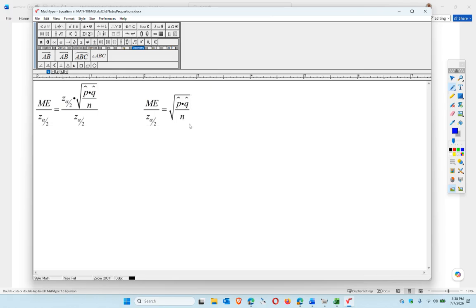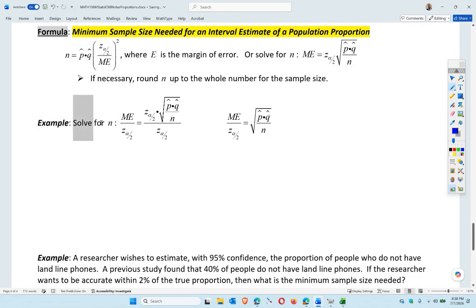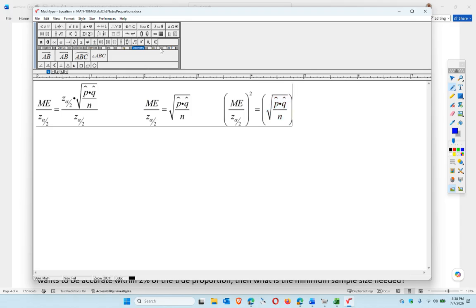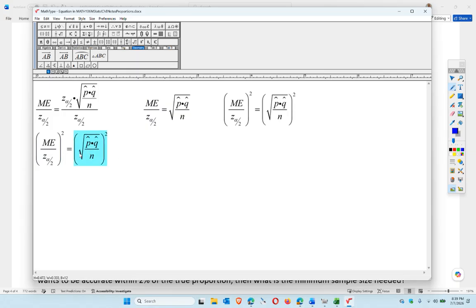Okay, so the next step is, again, I'm solving for n. Keep in mind what we're doing: we're solving for n. I want to get rid of the square root so I can get n by itself. So I'm going to put this in parentheses and square it, and put this in parentheses and square it. The result is you get this on this side, but on the right side, the square and the square root cancel. So now I'm left with this.